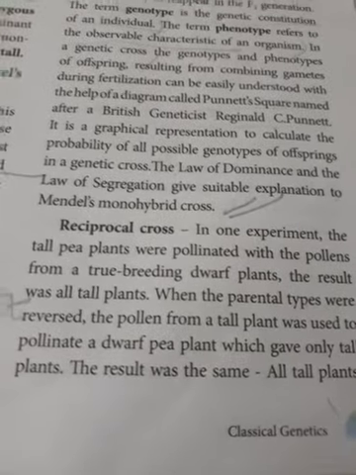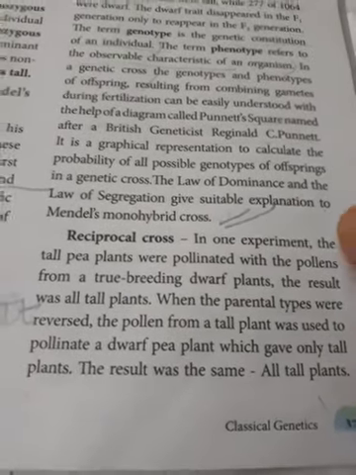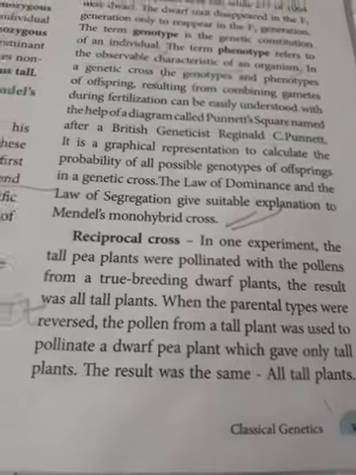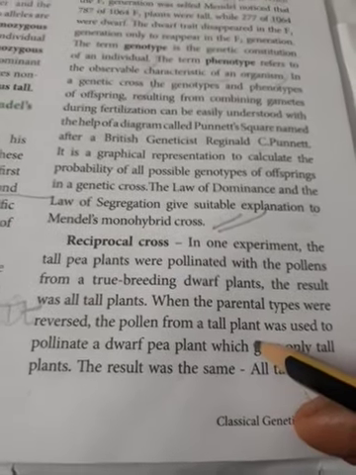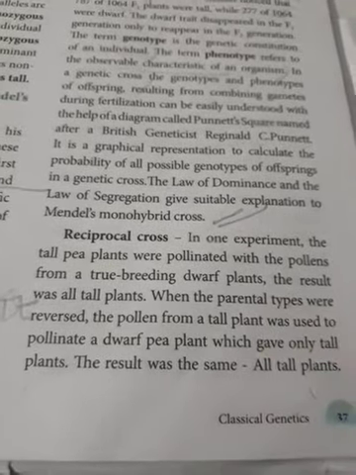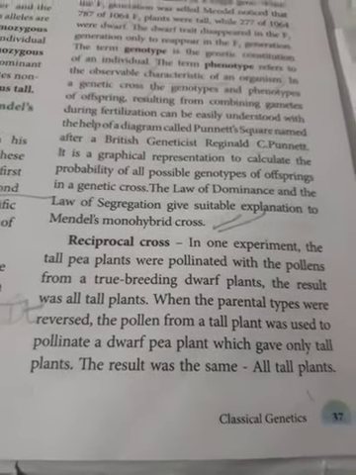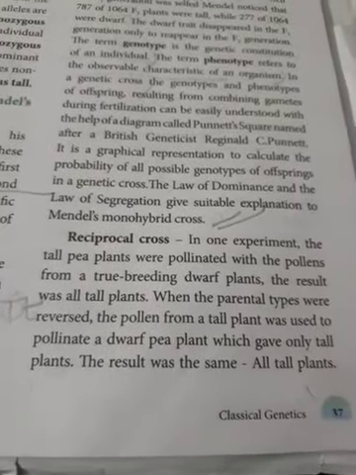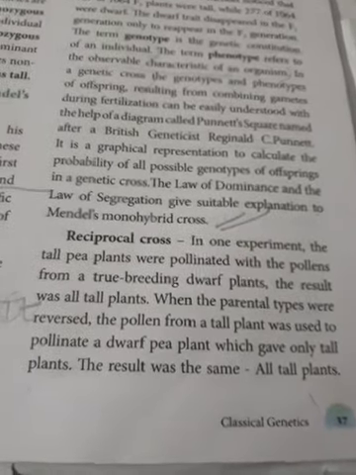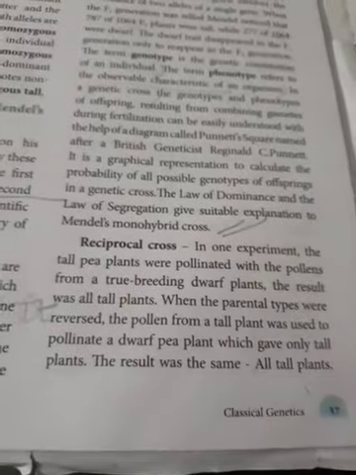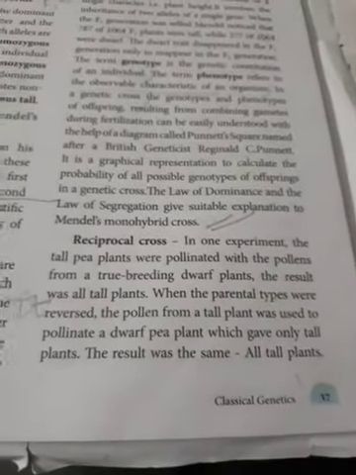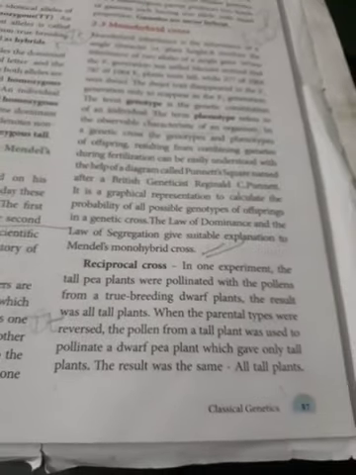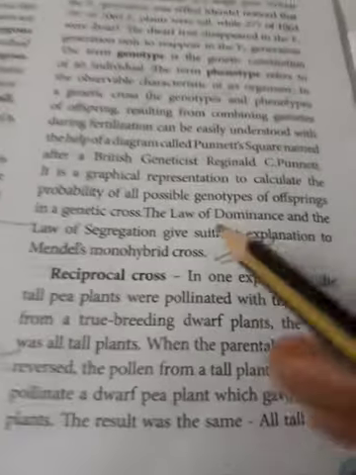Similarly, he made the vice versa. The tall plant was made the female plant and the dwarf plant was made the male plant. Reversed. At that time also he found that the F1 progeny was the tall plant. So the male and female can be reversed and he got the result. In both cases the F1 progeny were tall. Now we are going to discuss this.